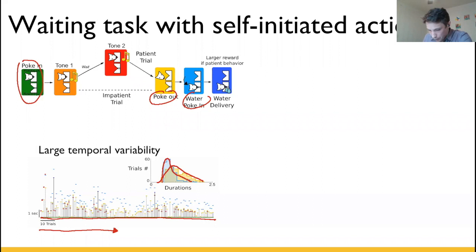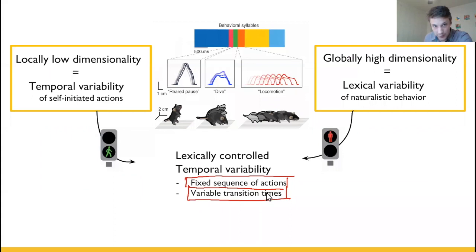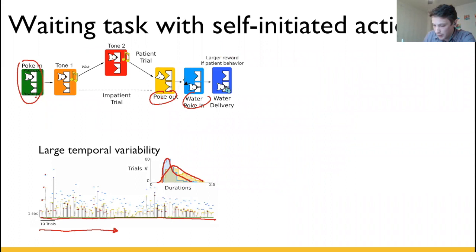On the other hand, the sequence of action was stereotypical across each trial. So we are in this regime with a fixed sequence of action, but variable transition time. So in each trial, I will now explain in detail what happens.